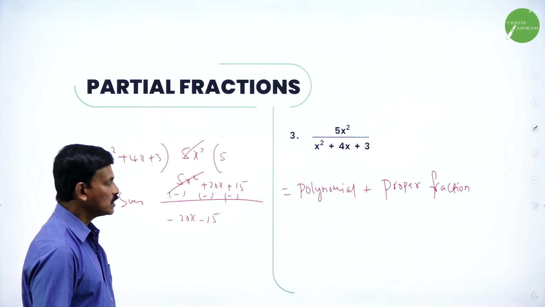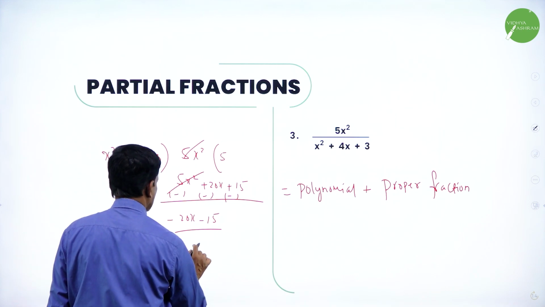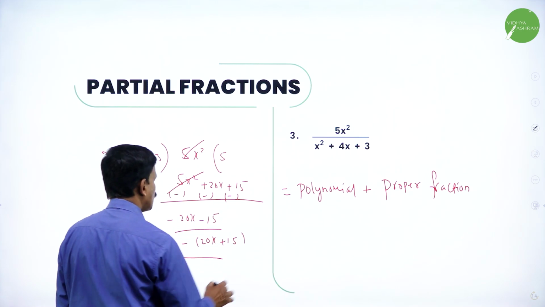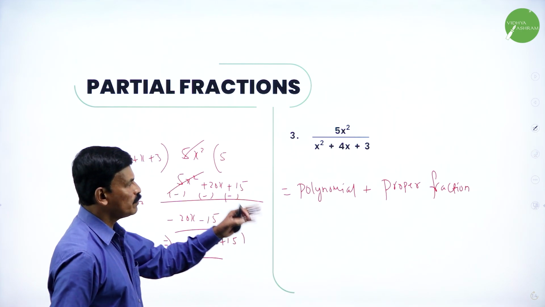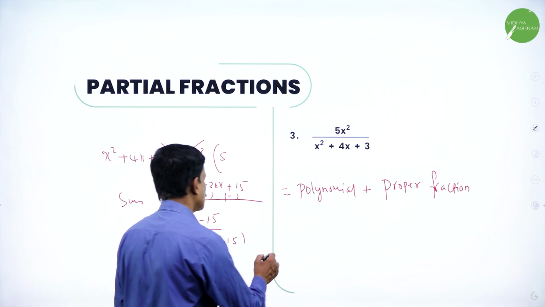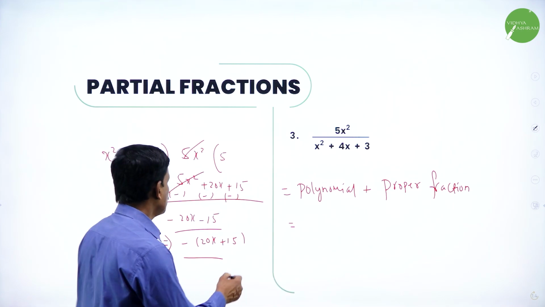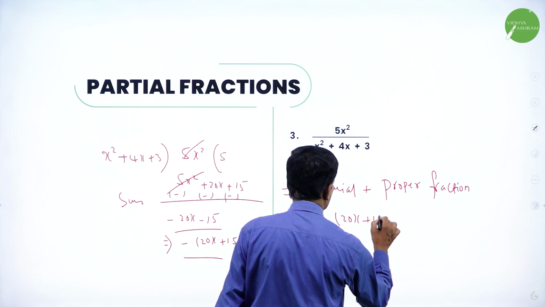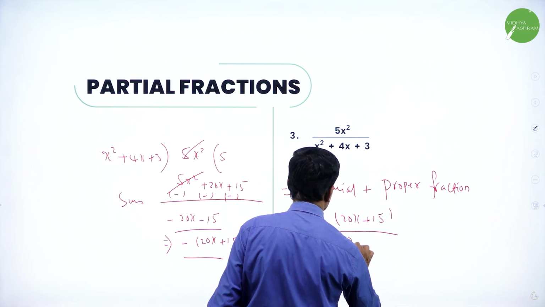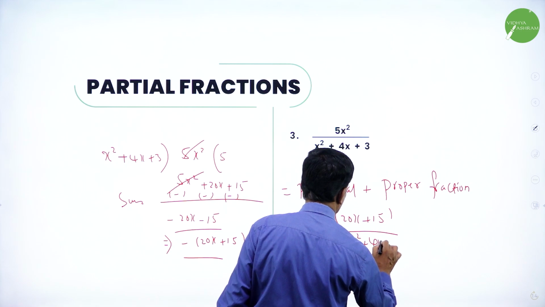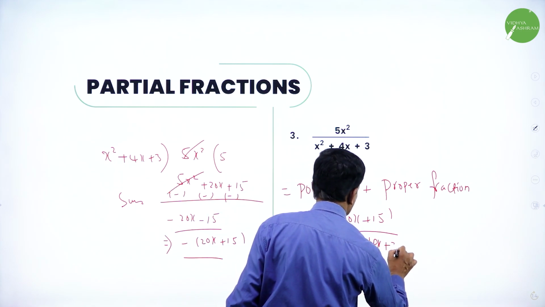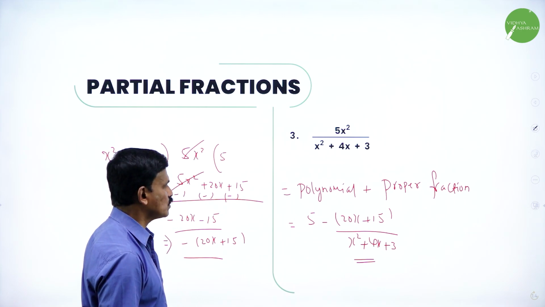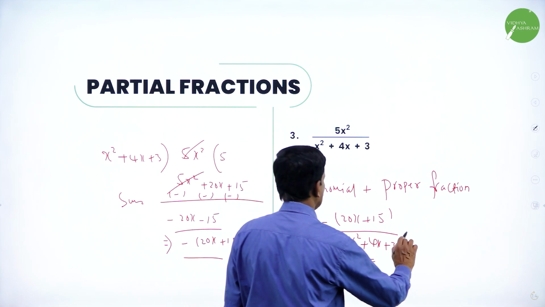Right. Now that's it. Now this can also be written as, if you want, you can write minus of 20x plus 15. Therefore, polynomial plus a proper fraction. So this can be expressed as 5 minus 20x plus 15 divided by x square plus 4x plus 3. This is how we are going to express it as a polynomial plus a proper fraction.